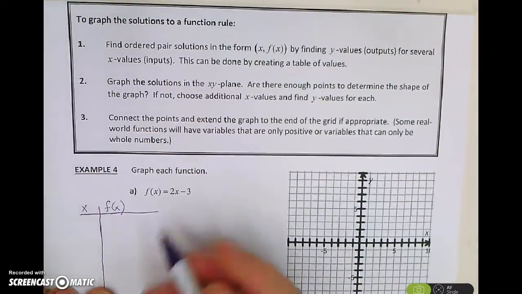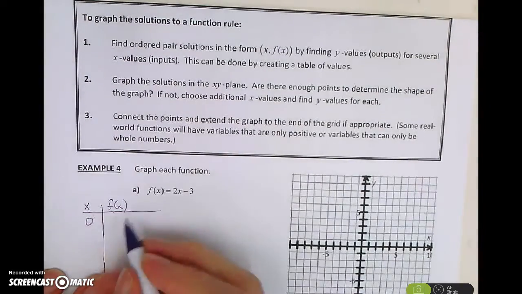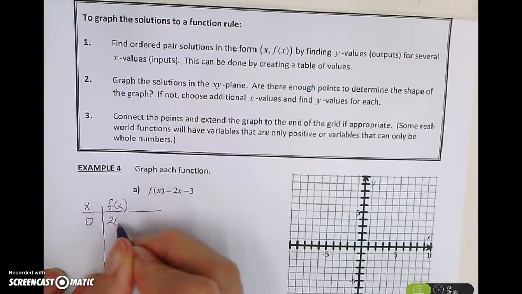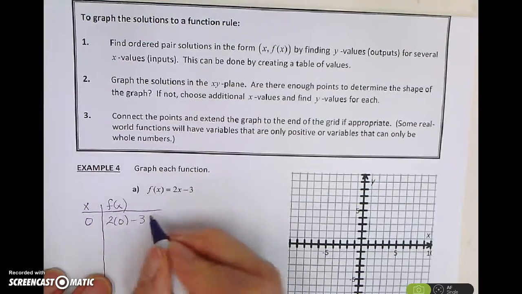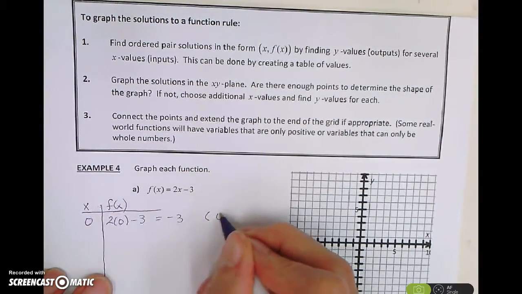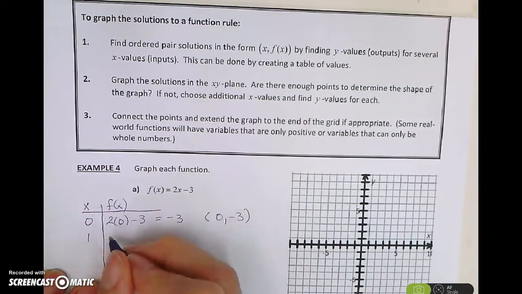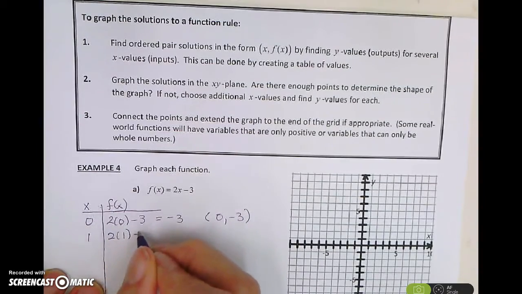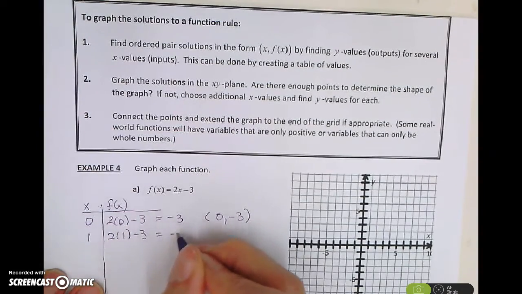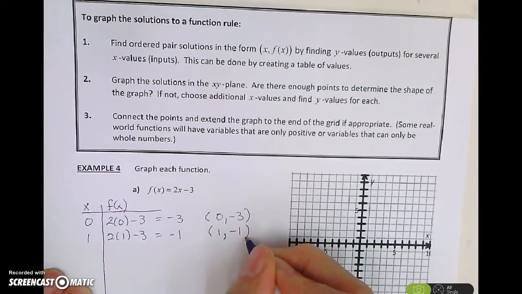So let's start with this first one. 0 is always a nice number to start with as an input. So I'm going to input a 0 and get 2 times 0 minus 3. That's 0 minus 3, so that's negative 3. And it gives me the ordered pair 0, negative 3. So we'll go to a 1 and get 2 times 1 minus 3. 2 minus 3 is negative 1. Ordered pair is 1, negative 1.